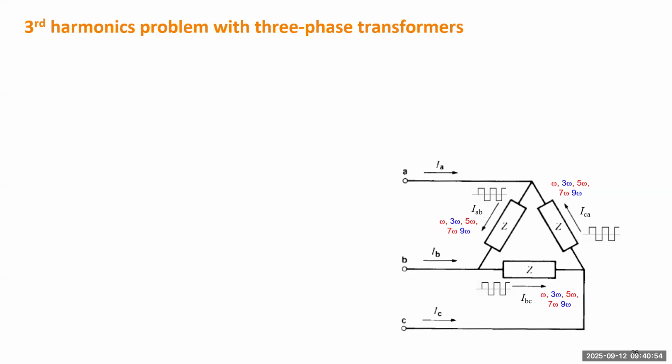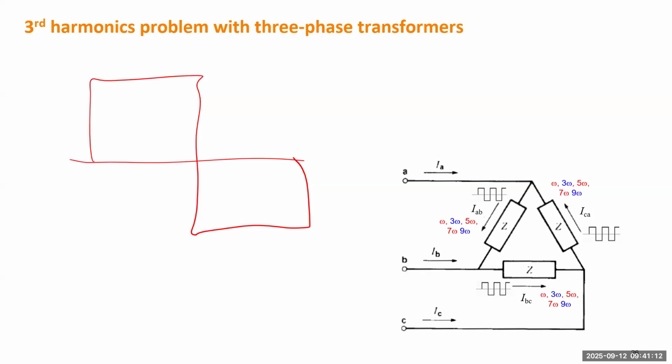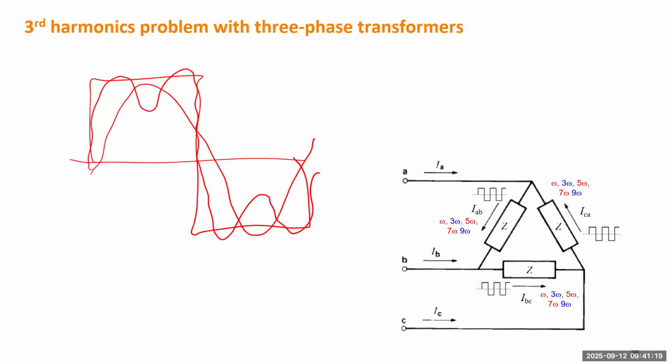Because your original waveform is symmetric, only odd order harmonics will guarantee the symmetry. Does everyone follow? Just to give you a simple example, if this is a square wave, this is the fundamental, then you have a third order harmonic, then maybe a ninth order harmonic. But you won't be able to have even order harmonics.